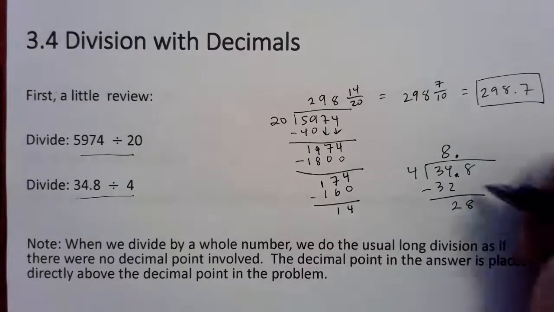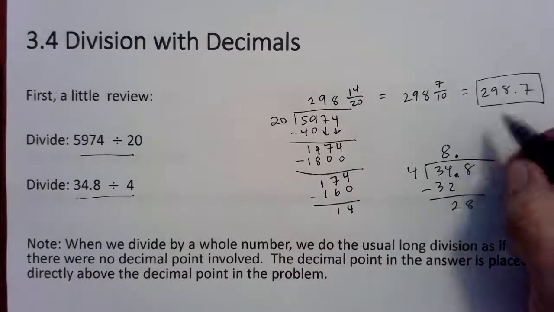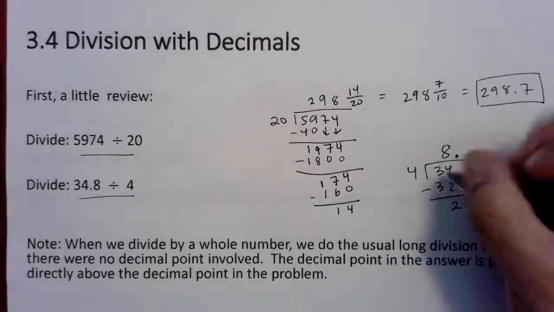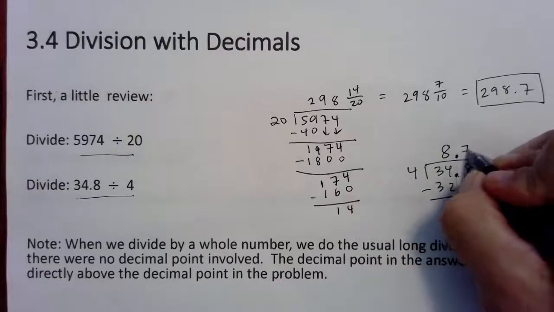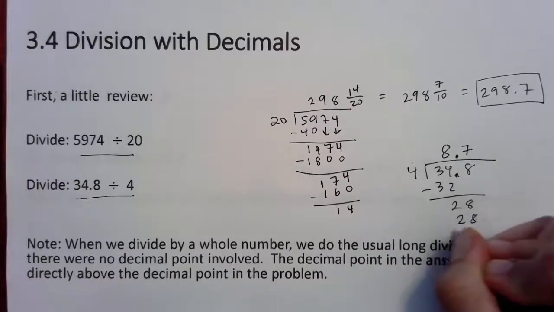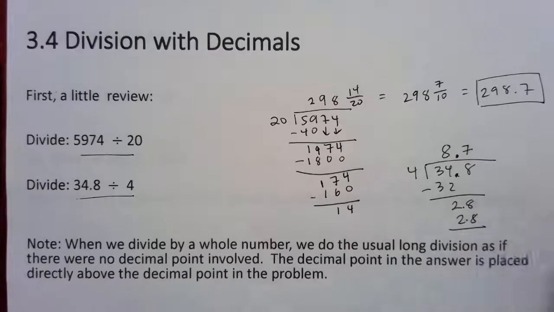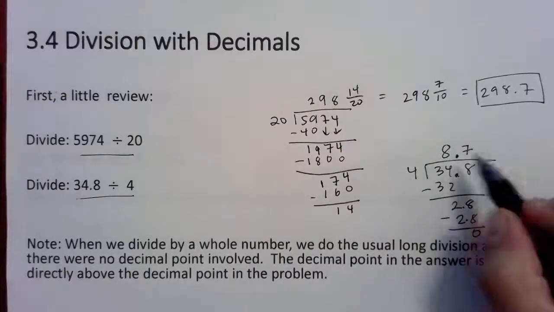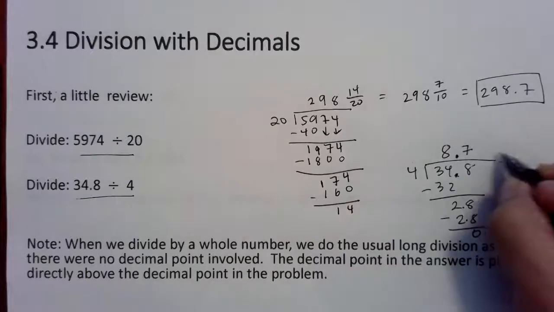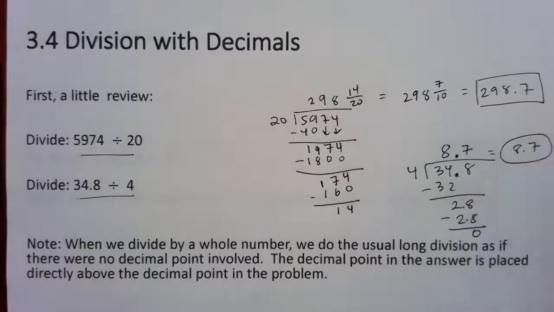And you keep it there, directly above the decimal point here, and we continue to divide. So 4 goes into 28 7 times exactly. Technically, this is a point and this is a point, but it's fine as long as we keep the decimal point up here. It's all good. So this is our answer, 8.7.